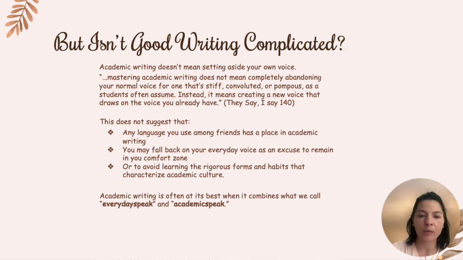The following excerpt is from page 140 from the book They Say, I Say. Mastering academic writing does not mean completely abandoning your normal voice for one that is stiff, convoluted, and pompous, as a student often assumes. Instead, it means creating a new voice that draws on the voice you already have. This does not mean any language you use among your friends or family has a place in academic writing. It also does not mean that you may fall back on your everyday voice as an excuse to remain in your comfort zone. And furthermore, it does not mean to avoid learning the rigorous forms and habits that characterize academic culture. Academic writing is often at its best when it combines what we call everyday speak and academic speak.